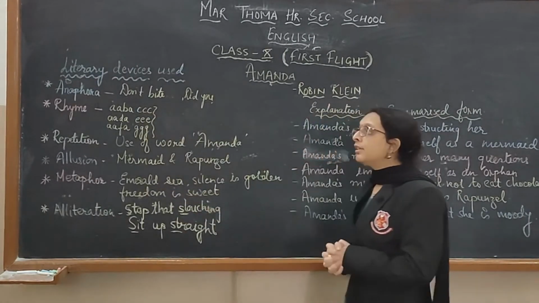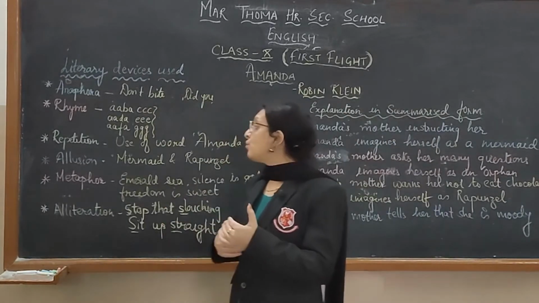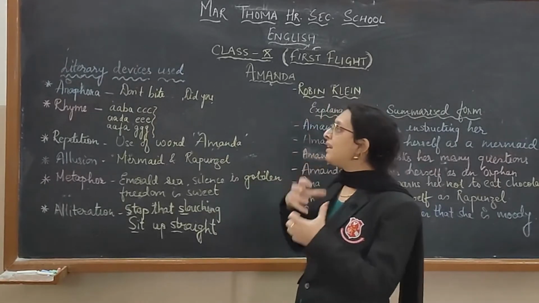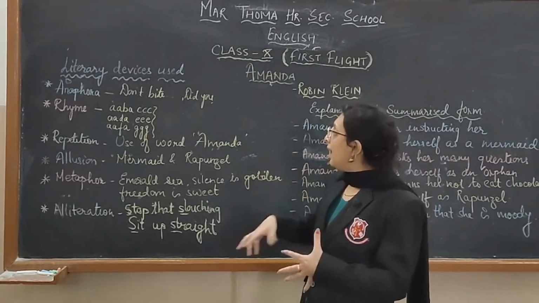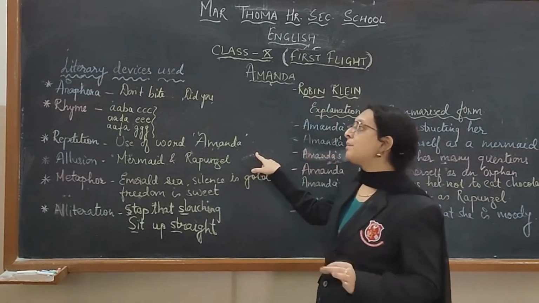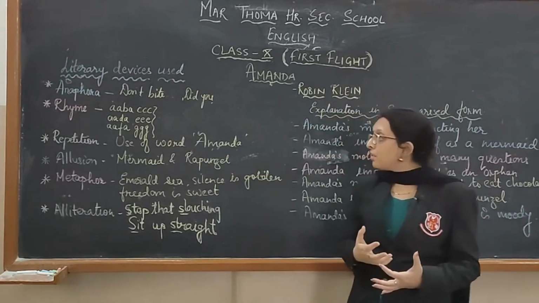Let's talk about the third poetic device. The third poetic device is repetition. Repetition is when in the same poetry, you are repeating the words again and again. Like this word Amanda is used so many times in this poetry. So naturally it is a poetic device of repetition.